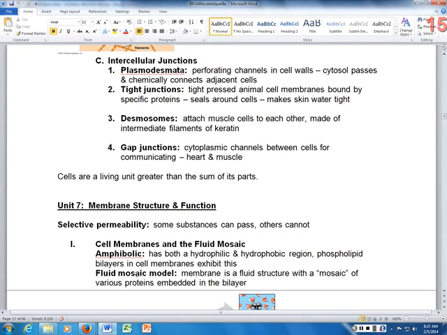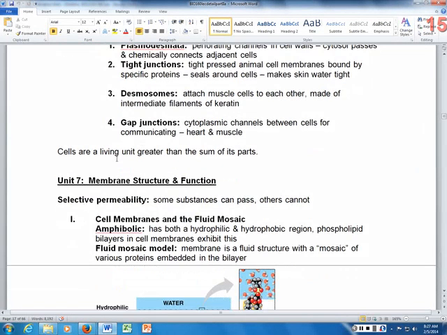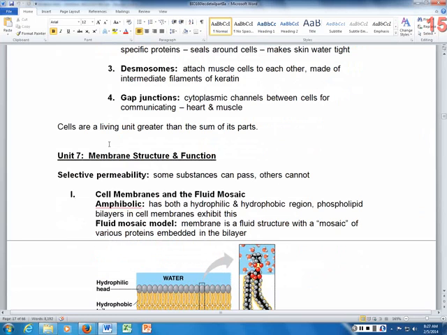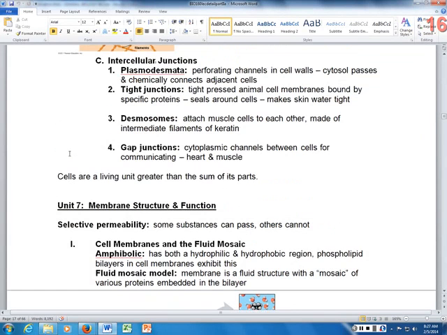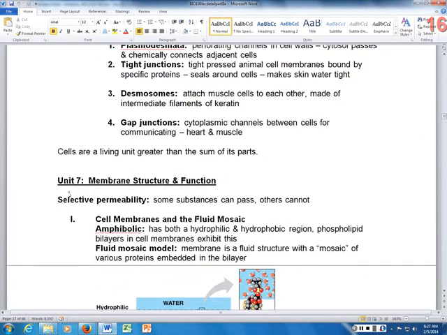The desmosomes are going to attach muscle cells to each other. They're going to be made of intermediate filaments of keratin. And then gap junctions are going to be cytoplasmic channels that you're going to find in heart muscle. That's going to allow your heart muscle cells to all contract together. If your heart muscle cells didn't contract together and were all just beating at their own rhythm, instead of the heart acting like a pump, it would just lay there and vibrate all over the place, with everybody doing what they want instead of working together. So these junctions in cells are really important. It's just easier to imagine what would happen in the heart if you didn't have that than in other places.